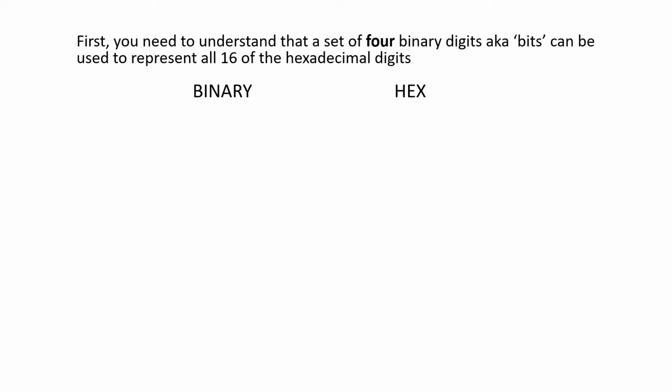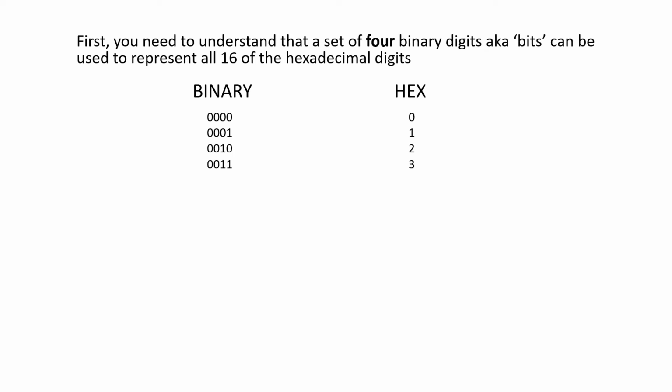But first you need to understand that a set of 4 binary bits, or binary digits, can be used to represent all 16 of the hexadecimal digits. So let me give you an example of what I mean here. Using 4 binary digits, we could represent any hex value. So 0000 is 0 in hex. 0001 in binary is 1 in hex.